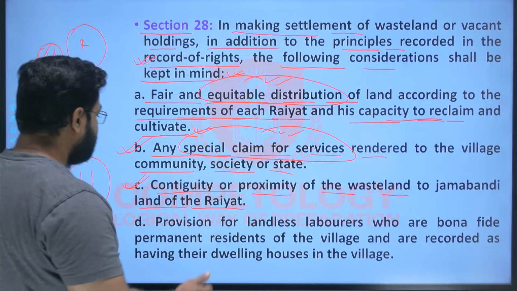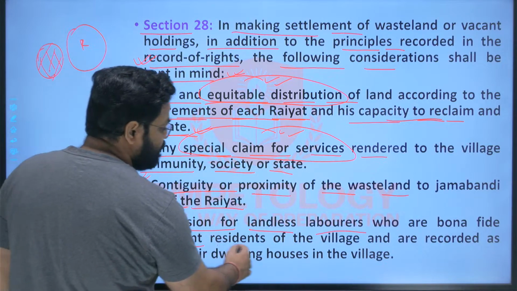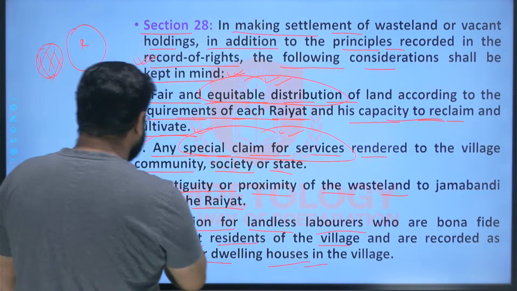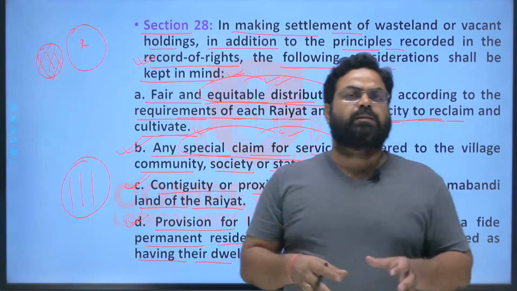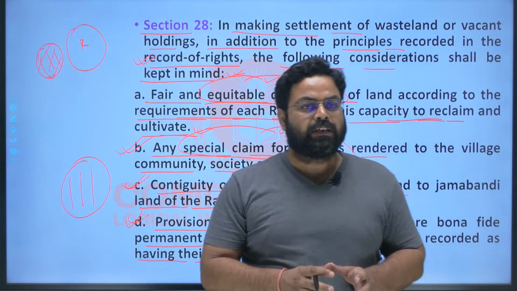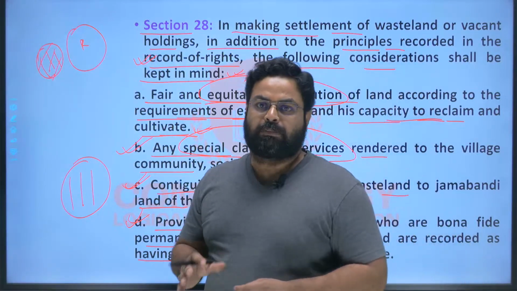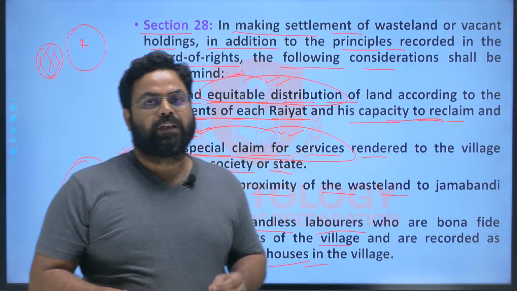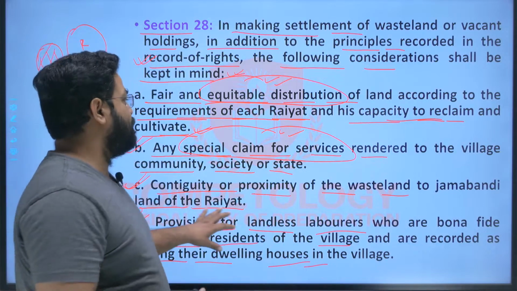land, right? Now, the provision for the landless laborers who are bona fide permanent resident of the village and are recorded as having their dwelling houses in the village should be preferred. So those rayats, basically they are not rayat, but they are the resident of that village who don't own any piece of land, but they are landless laborers. They are landless people who are working in the fields of the other people. So these landless laborers who are the bona fide resident of that village should be considered first, because for their livelihood they have to work in the fields of other people, right?